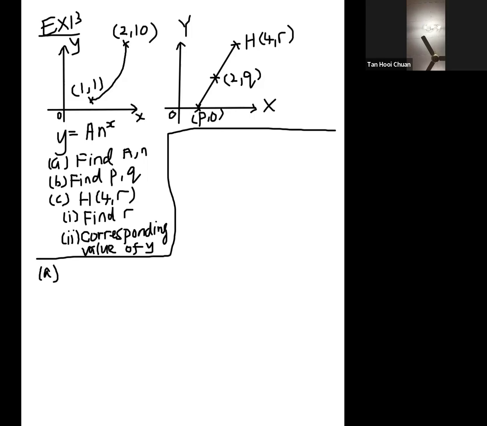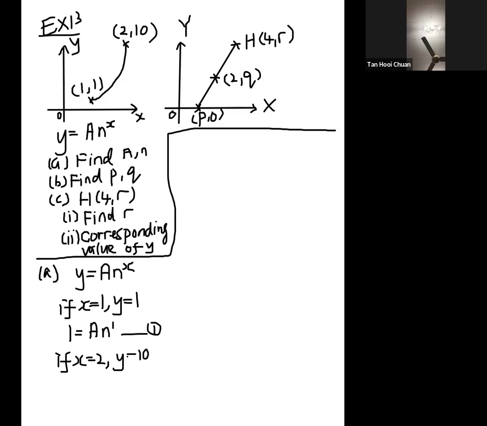For these kind of questions, the original equation is this one. So you sub in the original x and y. If x equal to 1, y also equal to 1. Second point, when x equal to 2, y equal to 10. Where do you get this from? From the original coordinate. These two from here, this one from here. Okay or not? Sub in the equation, here 10.